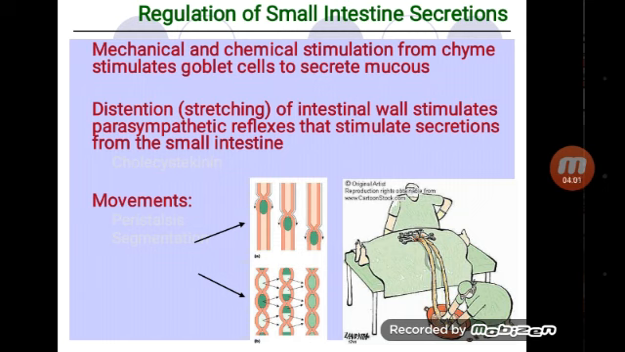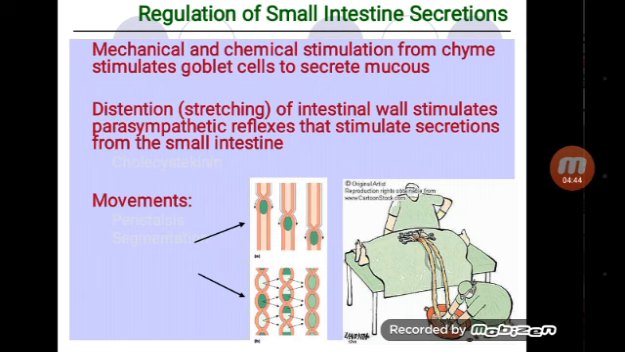Coming to regulation of small intestine secretions, it is regulated by mechanical and chemical stimulation from chyme, which stimulates goblet cells to secrete mucus. We saw goblet cells in the villi. So this goblet cell is stimulated by mechanical and chemical stimulation from the chyme. Hence, these goblet cells secrete mucus. Distension or stretching of the intestinal wall stimulates the parasympathetic reflexes that stimulate secretions from small intestine. So here cholecystokinin plays the role.